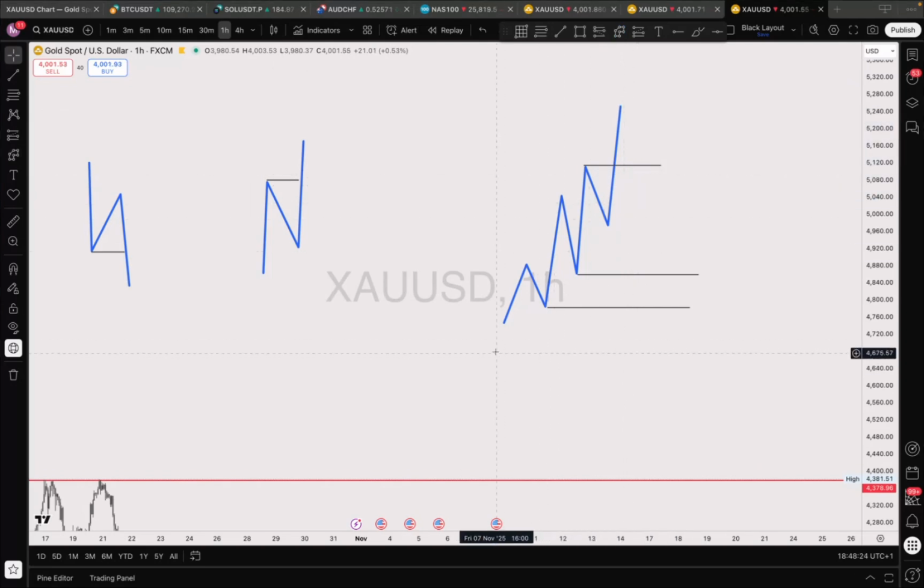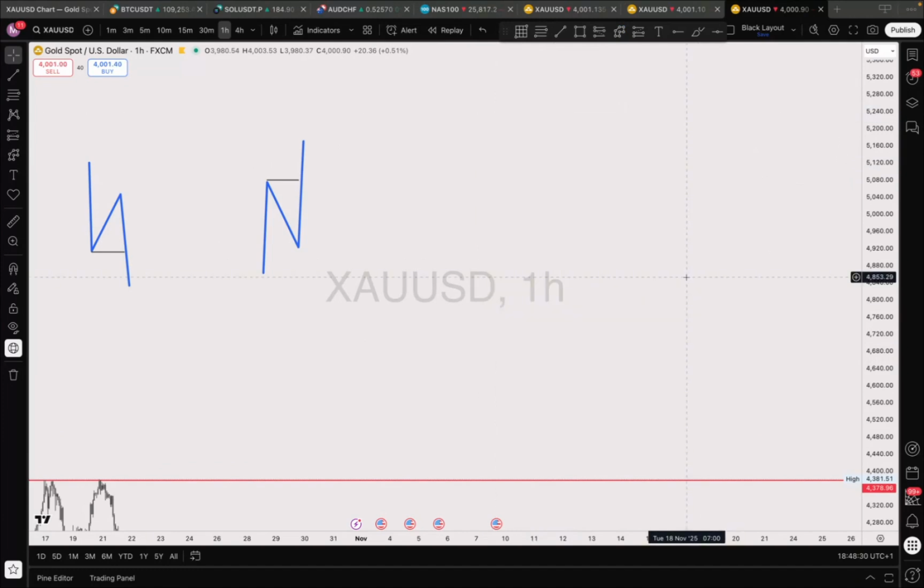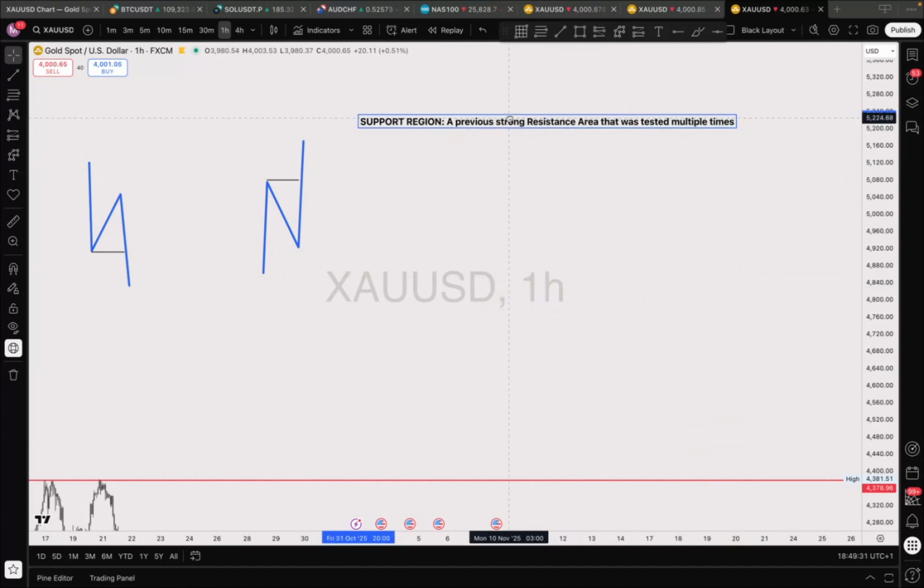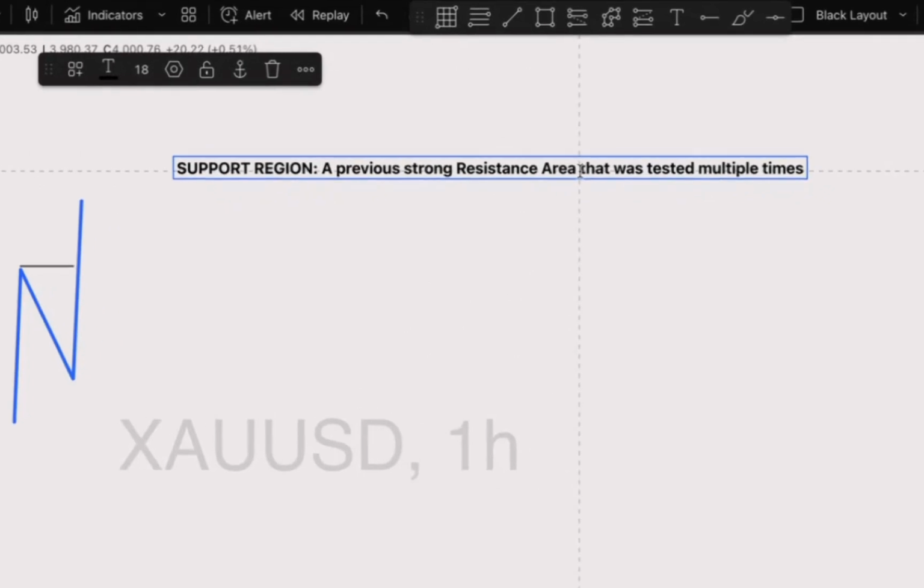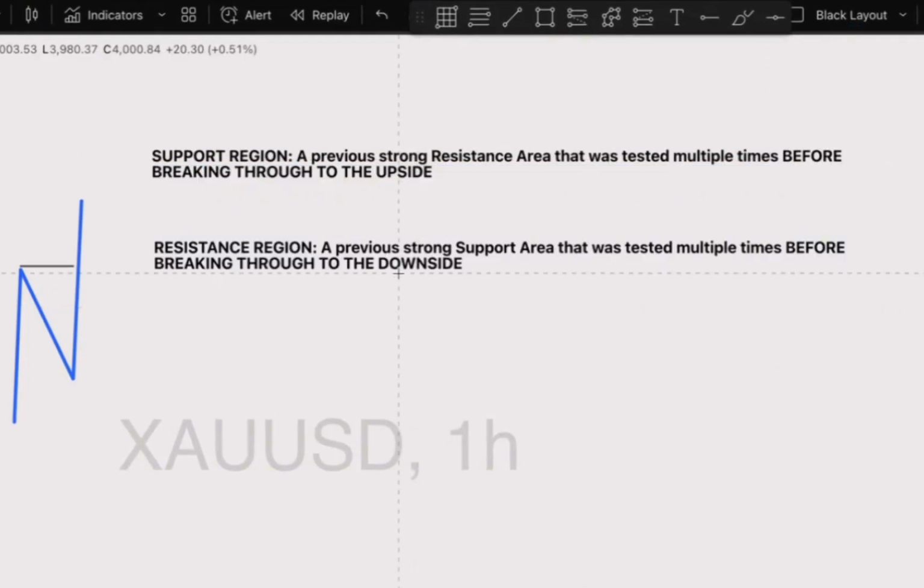Now let me quickly show you how to go about it properly. Remember what I just told you about support. Our support region is what? A previous strong resistance area that was tested multiple times before breaking it. The same thing for our resistance. Our resistance region is a previous strong support area that was tested multiple times before breaking through to the downside. That is what it means.